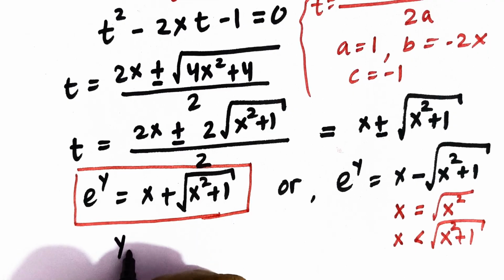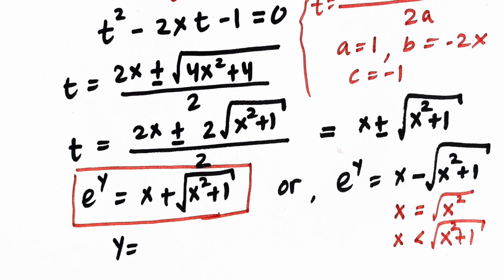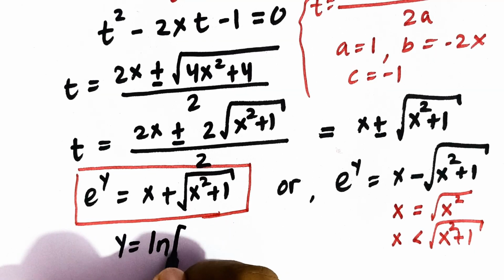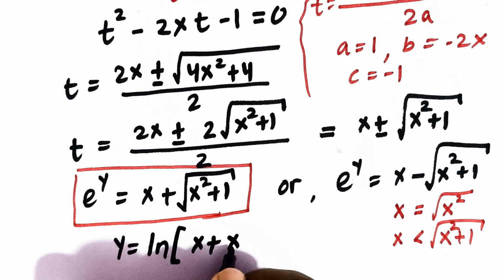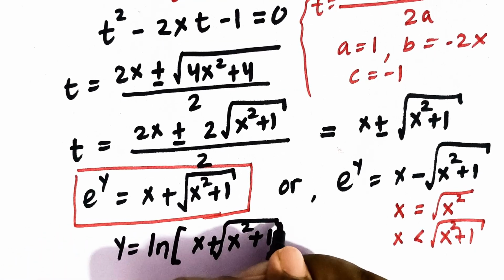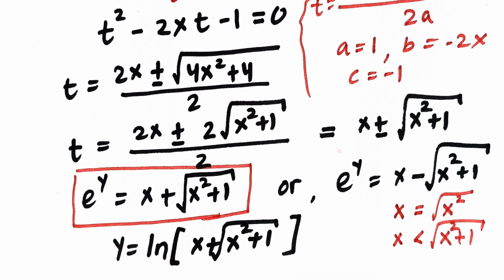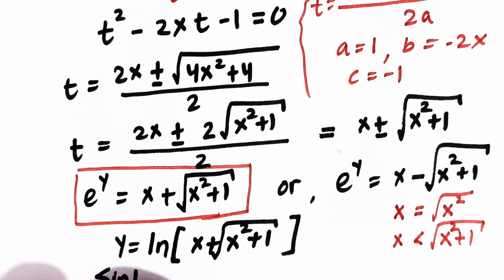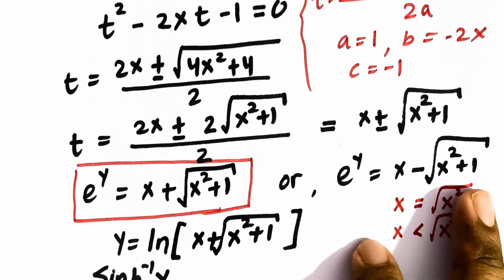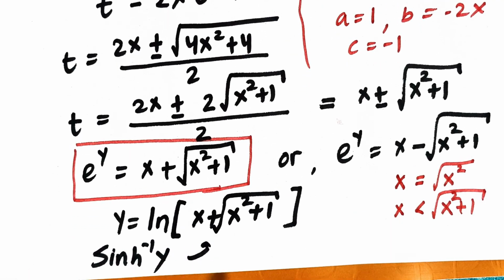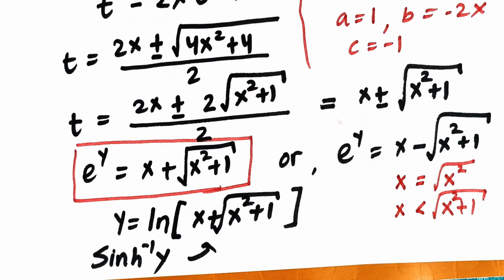Thus y equals, we can take logarithm both sides, natural logarithm, which is ln(x + √(x² + 1)). We are done. What was our y? Inverse hyperbolic sine. So this is our logarithmic form of inverse hyperbolic sine.